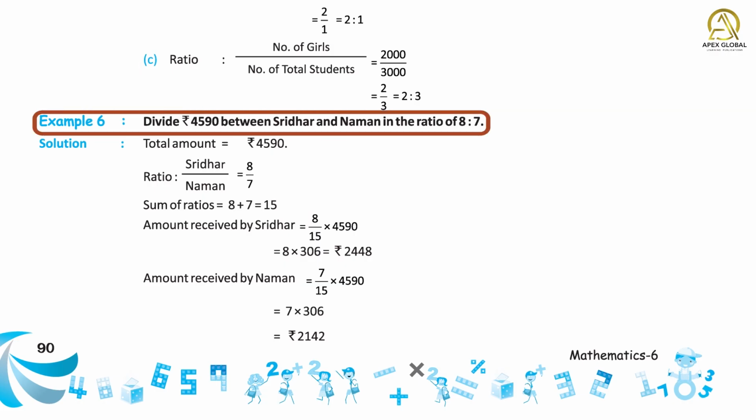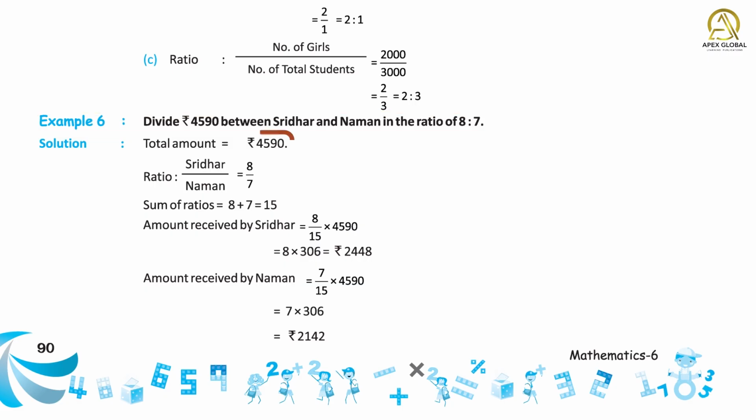Example 6. Divide rupees 4,590 between Sridhar and Naman in the ratio of 8:7. Solution. Total amount equals rupees 4,590. Ratio Sridhar upon Naman equals 8 upon 7. Sum of ratios equals 8 plus 7 equals 15.